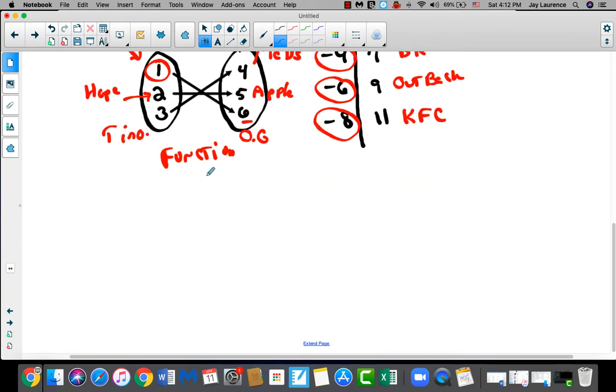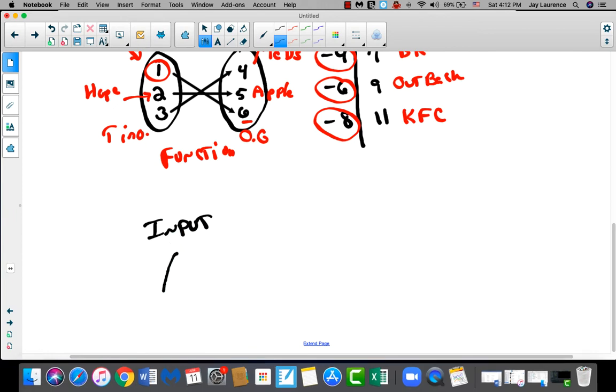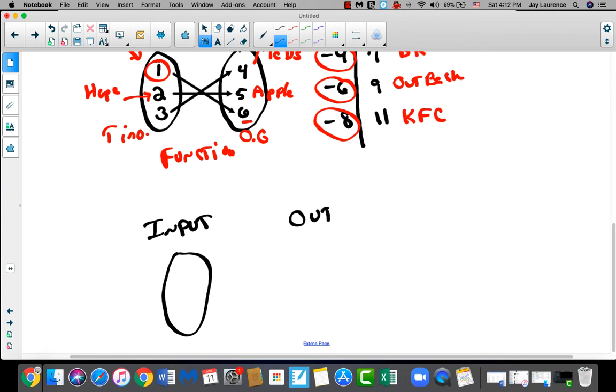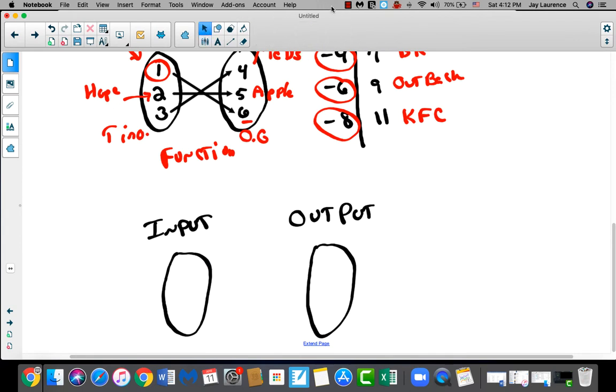Okay. Is it possible to have a situation like this? If this is my input, by the way, in algebra, you're going to call the input the domain. And here's my output, and that'll be called the range at some point in the future. And let's make the, you know what, I want to save that. Hold on one second.